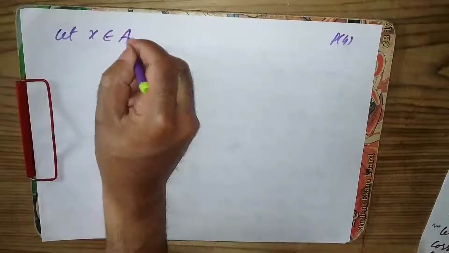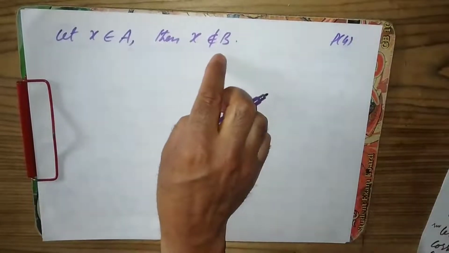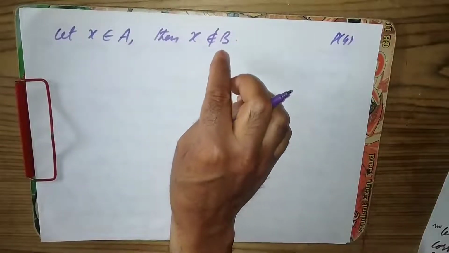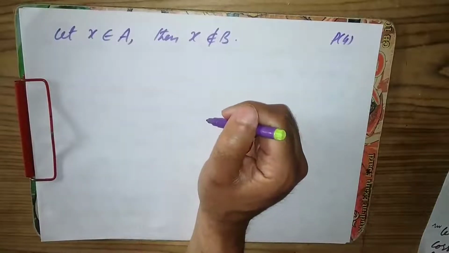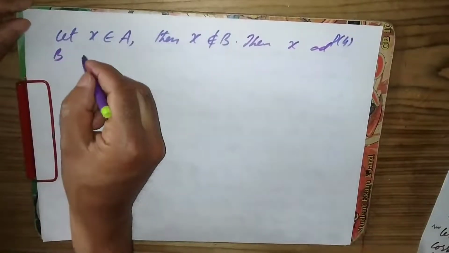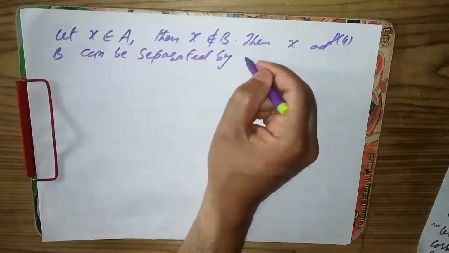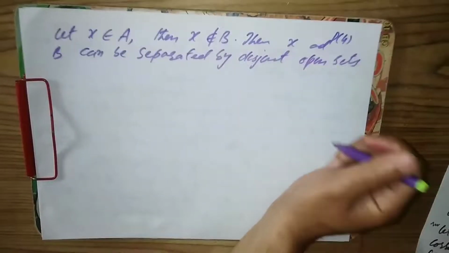Now let's choose a point X in A. Then X is not in B. So B is a compact set and X is not in B, and this holds for all X in A. And we know that in a Hausdorff space, if we have a compact set B and a point X which is not in B, then the pair X and B can be separated by disjoint open sets.